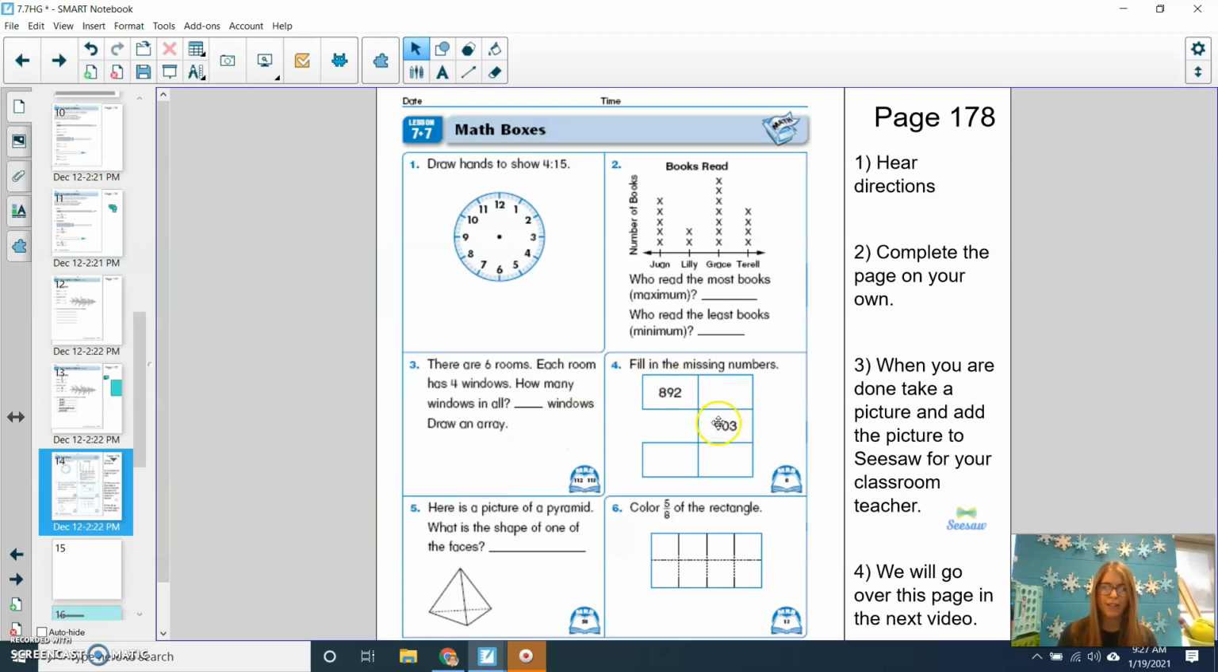For question 4, fill in the missing numbers. For question 5, here's a picture of a pyramid. What is the shape of one of the faces? And then for question 6, color 5/8 of the rectangle.